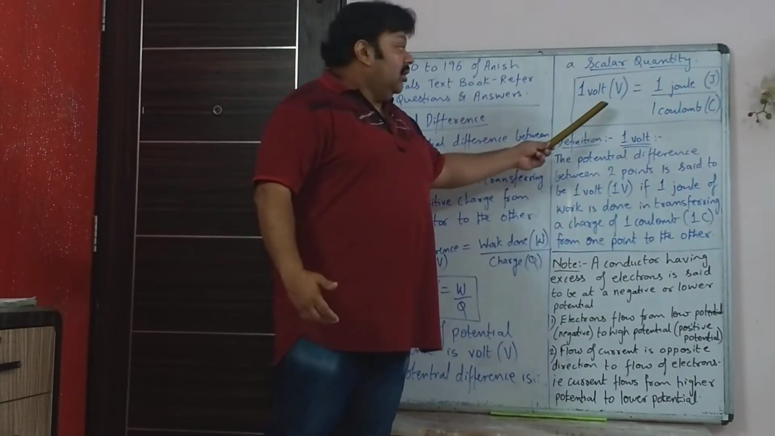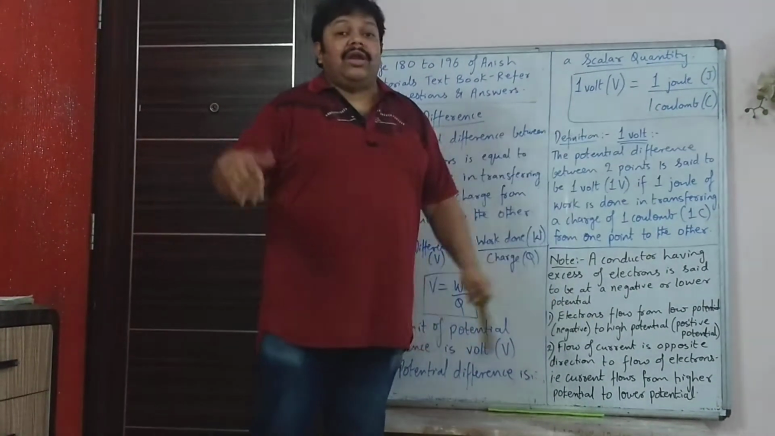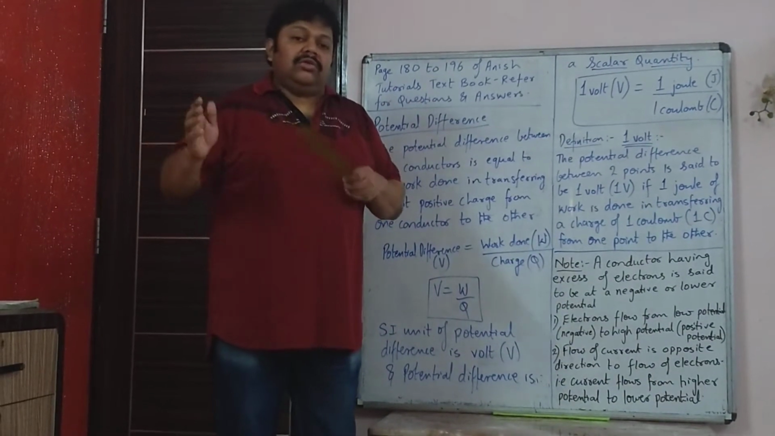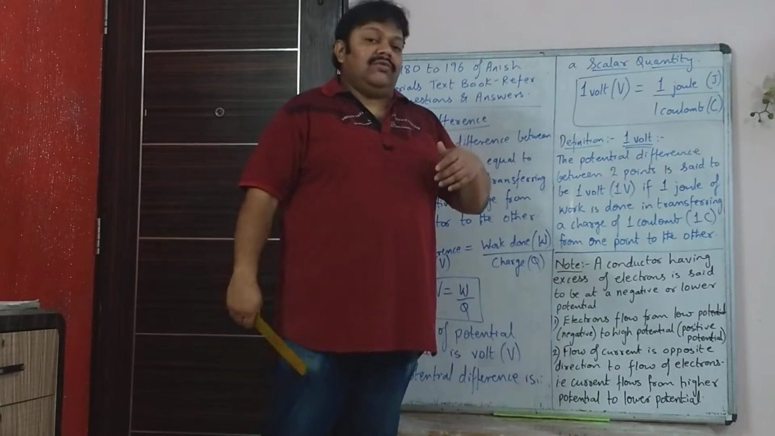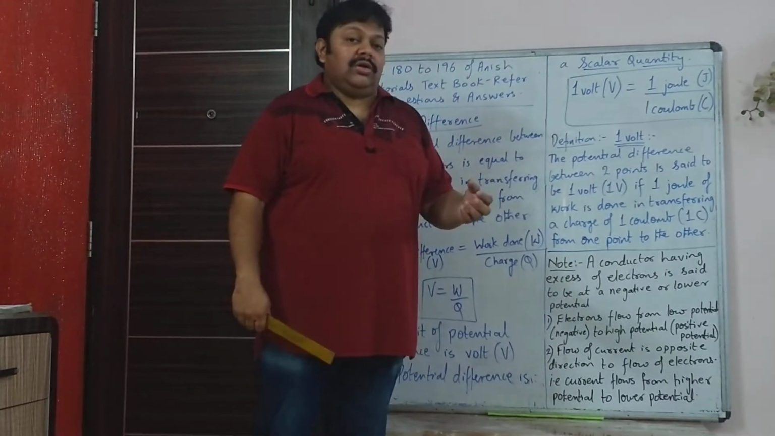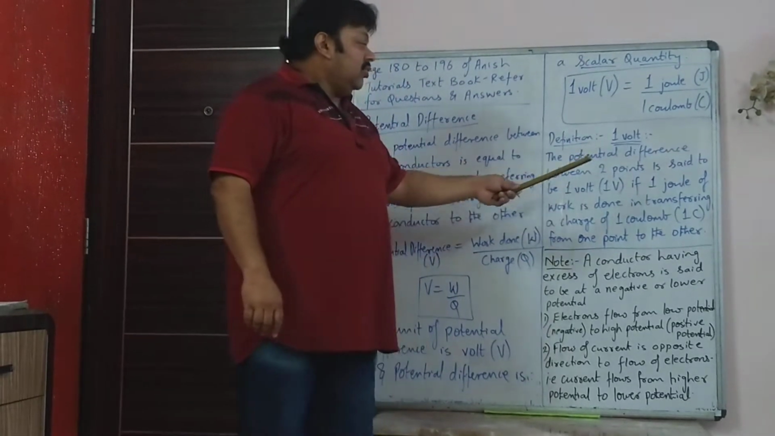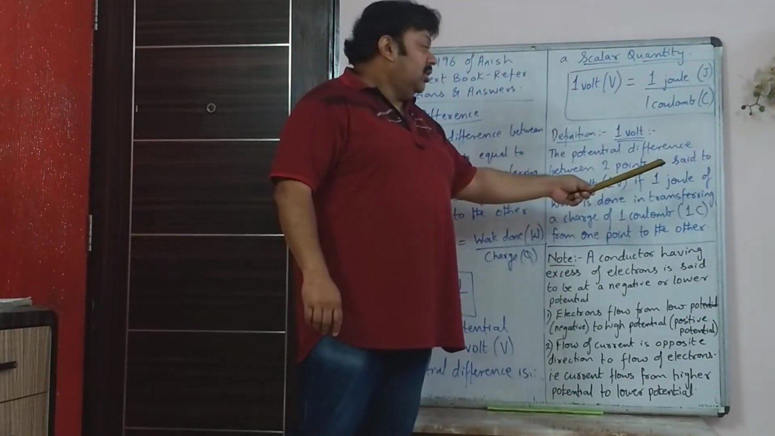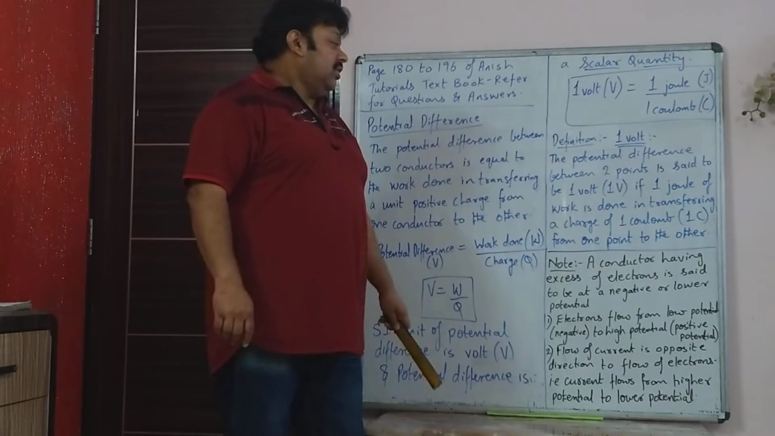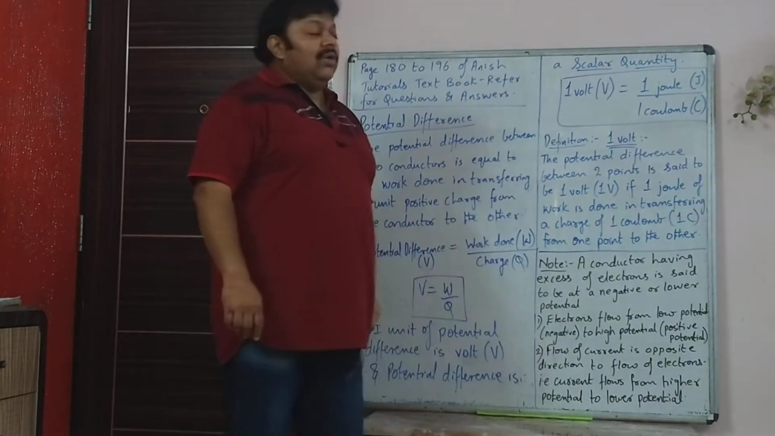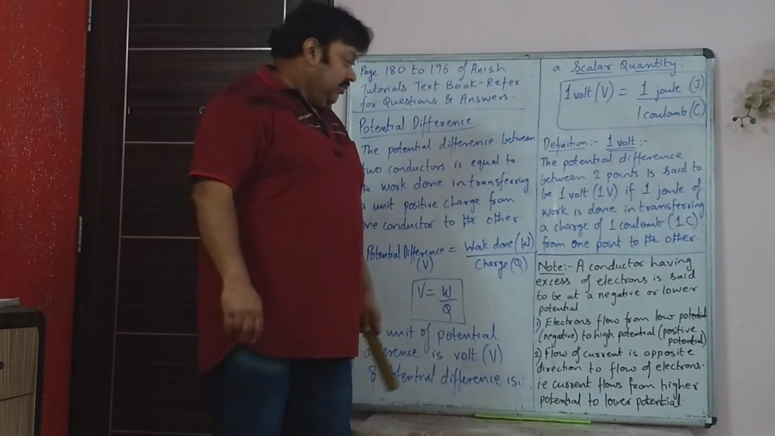If you say 1 coulomb of current, that is wrong. Coulomb is not the unit of current, it is the unit of charge. So you have to use the correct physical quantity and the correct unit. So potential difference between 2 points is said to be 1 volt if 1 joule of work is done in transferring a charge of 1 coulomb from one point to the other.